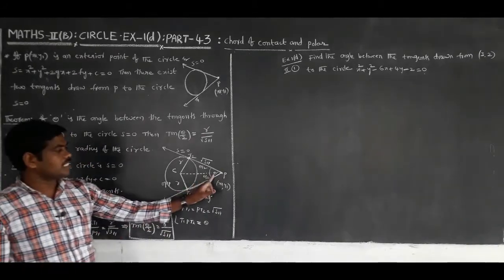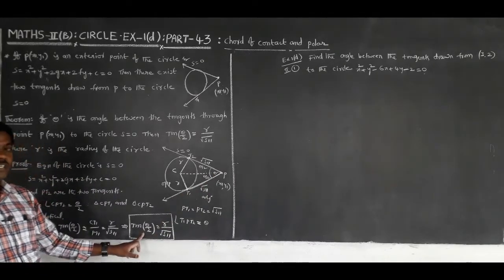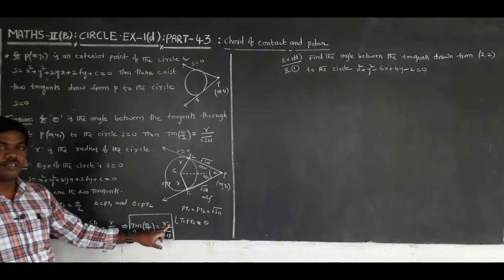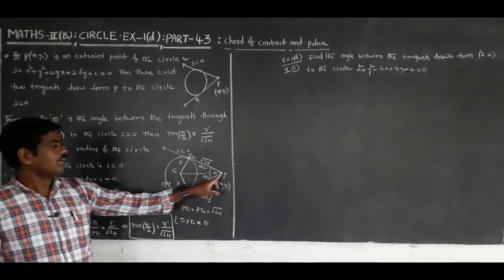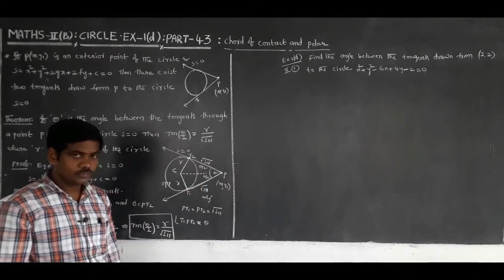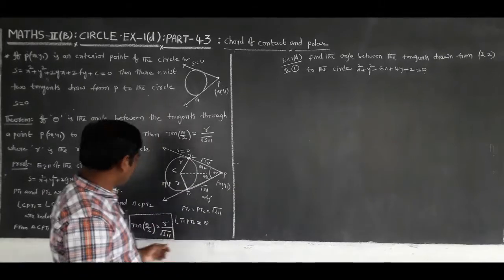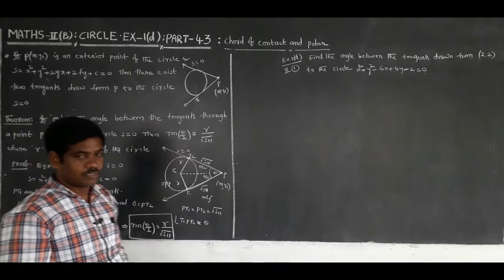If theta is the angle between the two tangents, then tan theta by 2 is equal to r by root S11. Here r is the radius of the circle, and root S11 is the length of the tangent. We solve one problem by using the tan theta by 2 is equal to r by root S11 formula.